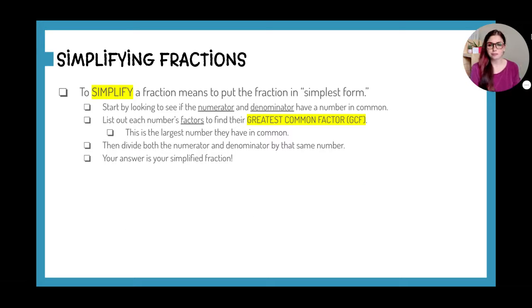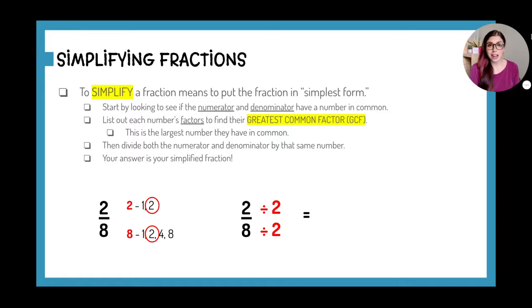Let's try another one. Let's do the fraction 2/8. I list out all of the factors for both digits. 2, being a prime number, only has two factors, 1 and 2. 8, a composite number, has four factors, 1, 2, 4, and 8. Can you see which number they have in common, their GCF, their greatest common factor? Hopefully you said 2. 2 is the greatest common factor these numbers share.